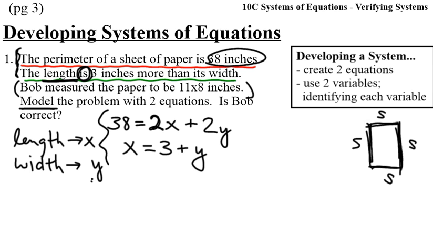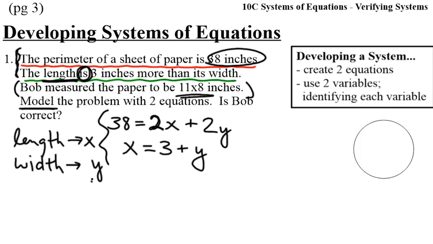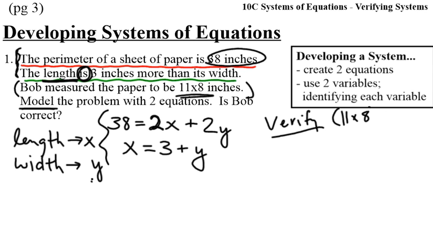Now, this particular question said, well, Bob measured it and says it was 11 by 8. Is he correct? Well, that's just asking for a verification. So let's practice our verifying. To verify, Bob says the paper is 11 by 8 inches. Well, the length is 11, the width is 8. So if I verify in my first, 38 should equal 2 times 11 plus 2 times 8, because my X and Y we think are 11 and 8.